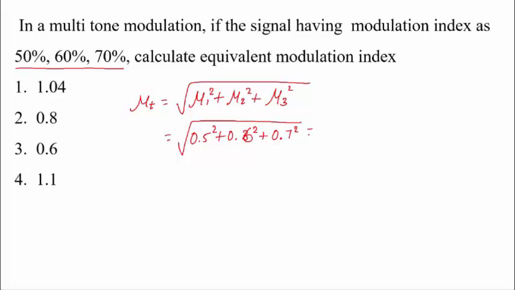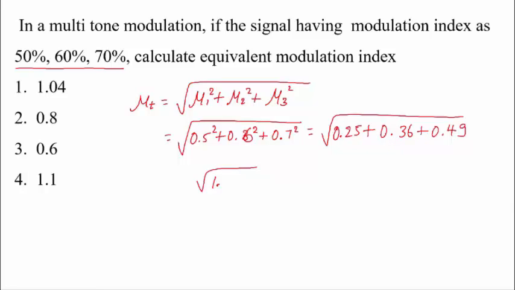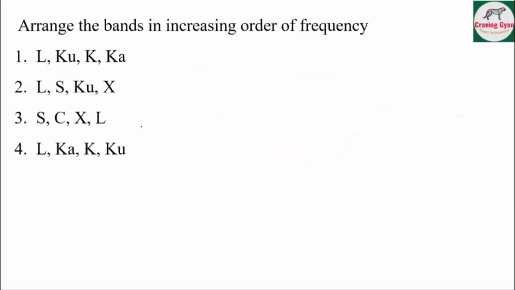So what you will be getting is 0.5 square will be how much? 0.25 plus 0.36 plus 0.49. Now what I will be getting is the square root of 0.25 plus 0.36 plus 0.49, which is the square root of 1.1, which is equal to 1.04. So the corresponding option that's going to follow is option 1 is correct.